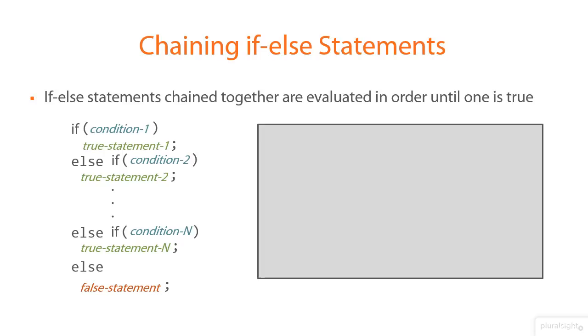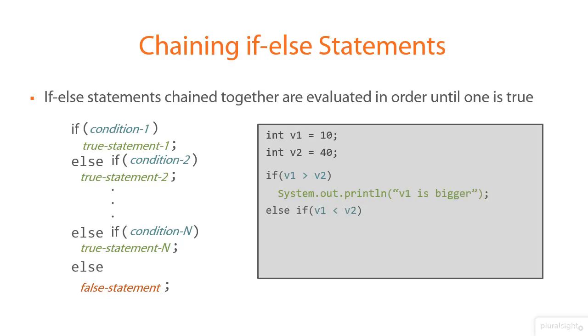To see that in code, again, we have v1 is 10, v2 is 40. We said, if v1 is greater than v2, print out v1 is bigger. Else, if v1 is less than v2, print out v2 is bigger. And if neither of those are true, then print out v1 and v2 are equal.